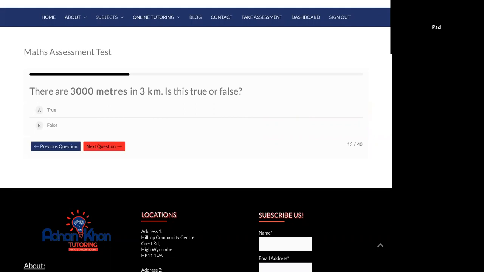And you want to answer this one as well? And this one's true. Okay, let's have a look. So there are 3,000 meters in 3 kilometers. Is this true or false? So Elisa, just remind me, how many meters will there be in 1 kilometer?